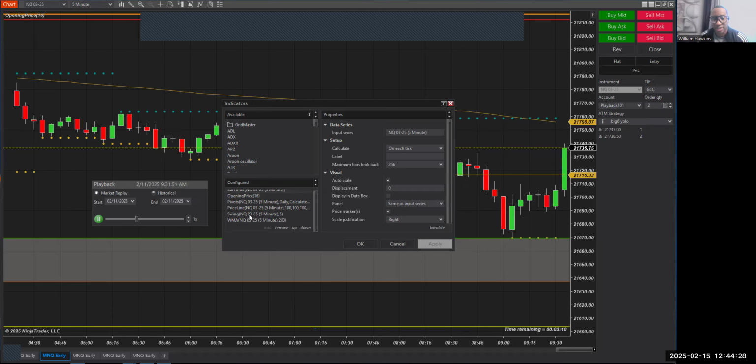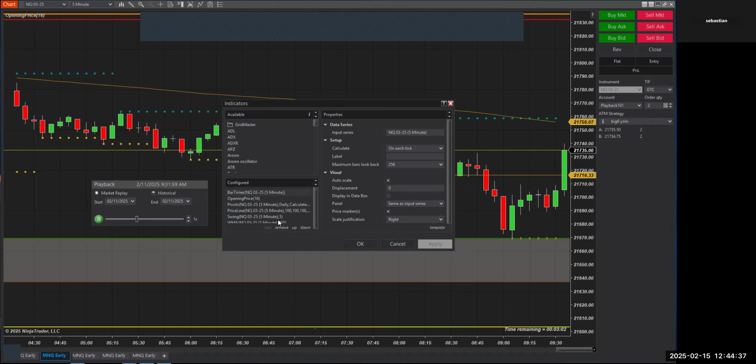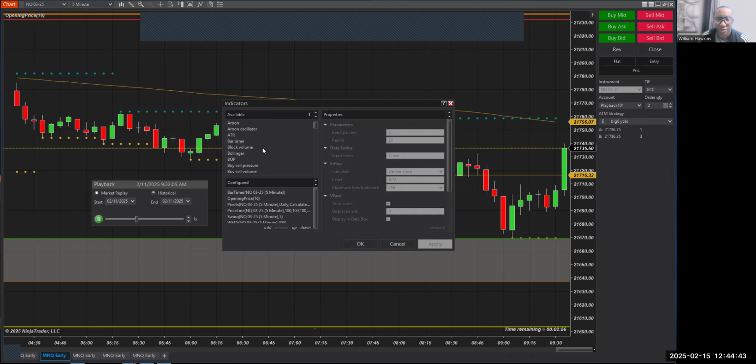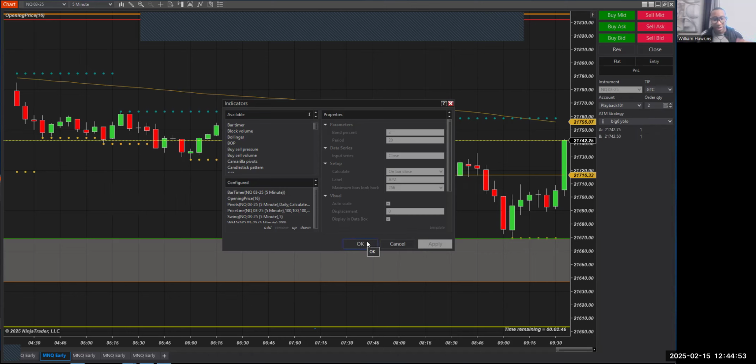Like I just reset my swing levels because they were off for the playback. So how do I remove bar timer and add it back? Remove here. Yep, just hit remove, and then up top you can go right back to bar timer. It's all alphabetical order. You just double click it back, because bar timer does just that: it lets you know when the market is about to close and when it's about to open.